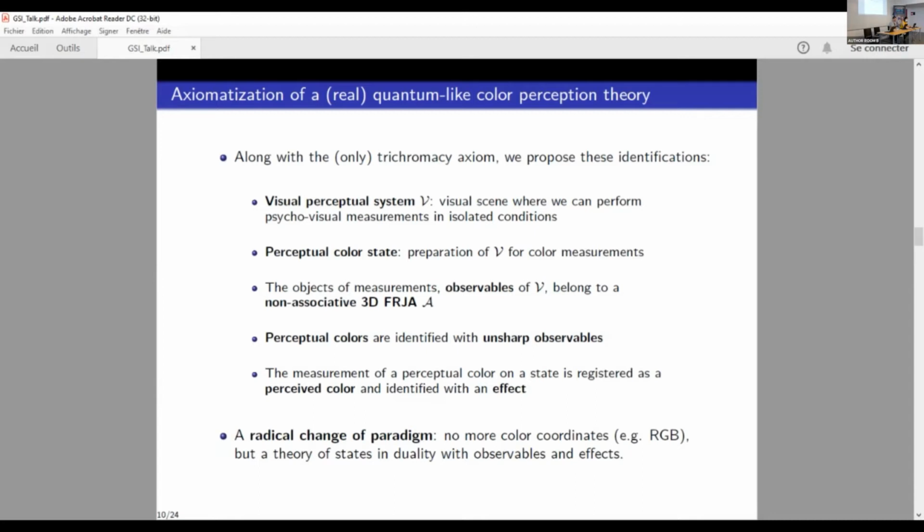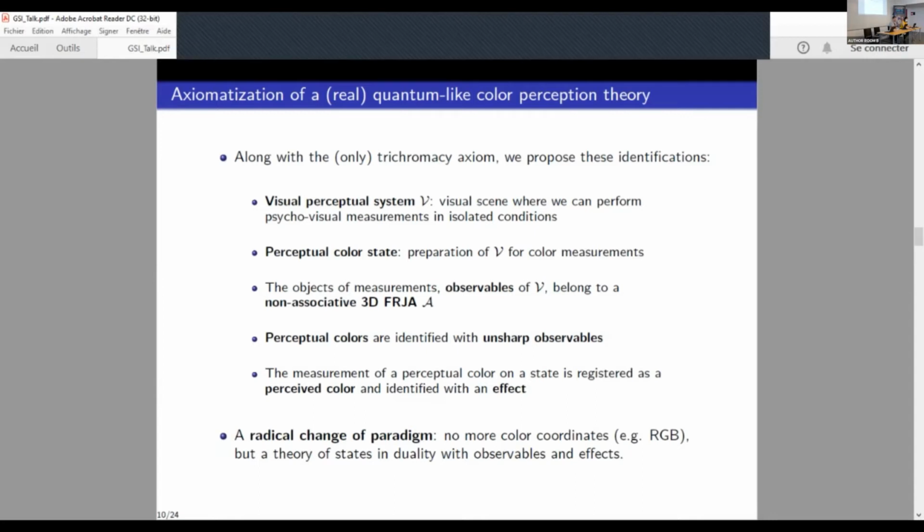So please notice the difference between perceptual colors, which are unsharp observables, and perceived colors, which we identify with effects, quantum effects. And this is a radical change of paradigm with respect to the classical colorimetric theories, because in general, we specify colors through three coordinates, RGB. And instead here we have a theory of states in duality with observables and effects.